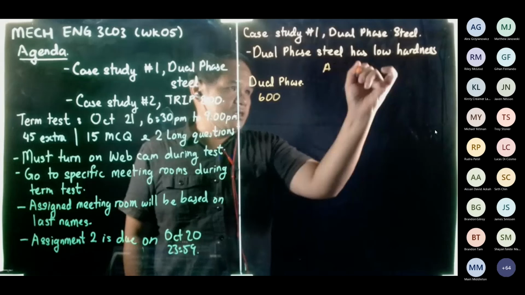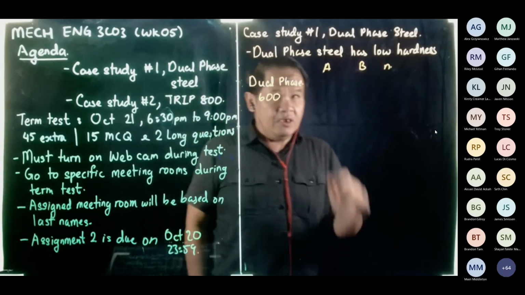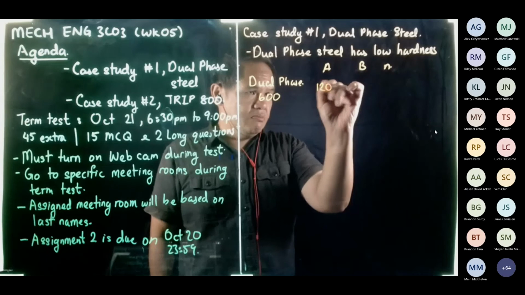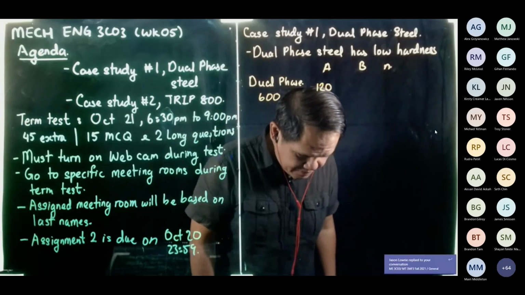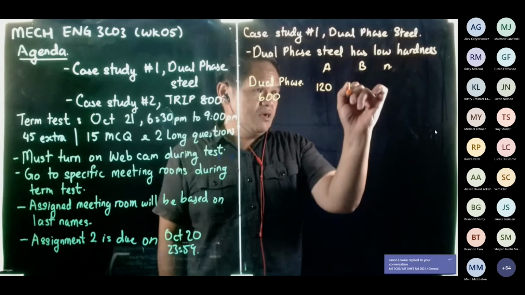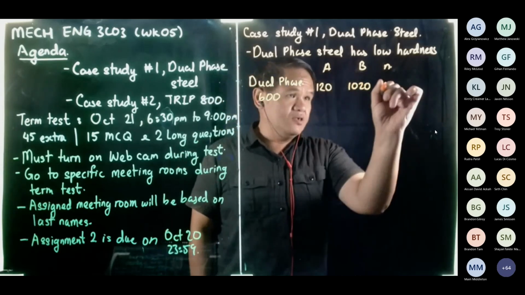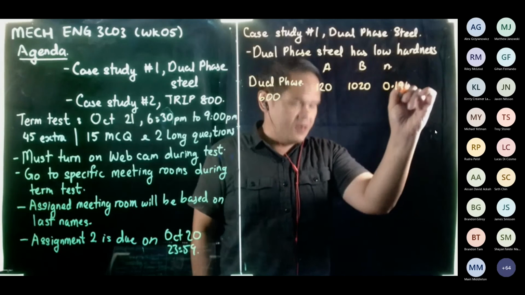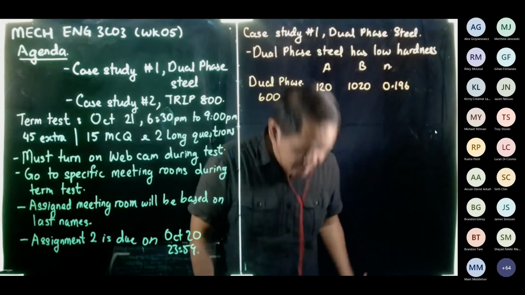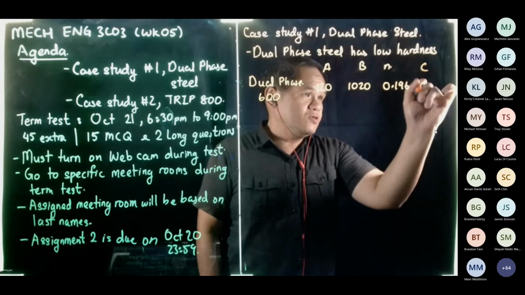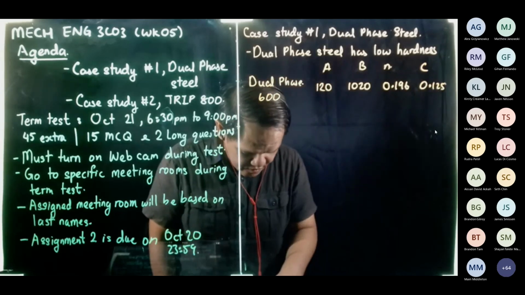if you look at A, B, and N, the A is at 120 megapascal, right? And then the B is at 1020, and the N is at 0.196, okay? C is at 0.125. So these are the material constants.